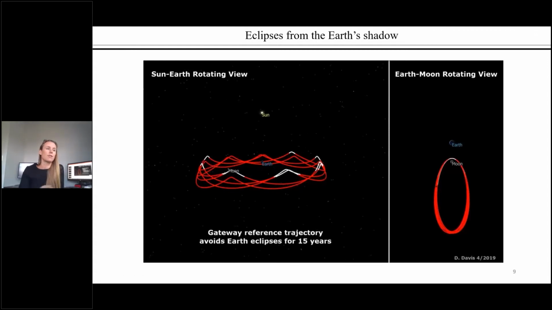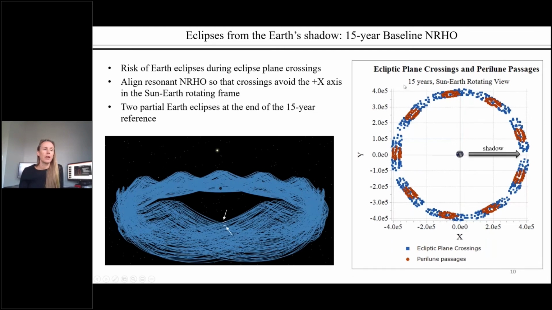So you can see this in another view here. On the right here, we have 15 years of the baseline trajectory. And what we're looking at is we're looking down on the sun-Earth rotating frame. So the sun's over here on the x-axis. We can say it's here, in fact. And it's shining its light on the Earth, and the shadow is cast behind it. So in this XY view, we're looking down on it right now. The red are the parallel passages during the 15-year gateway baseline trajectory, and the blue is the ecliptic plane crossings. And you can see that they don't happen where the shadow hits.